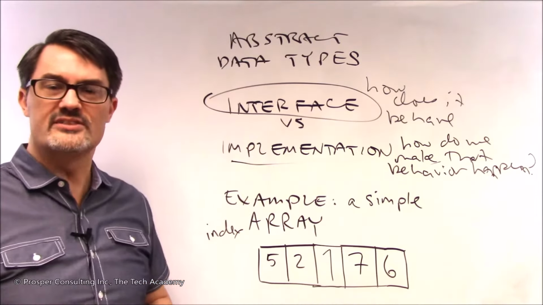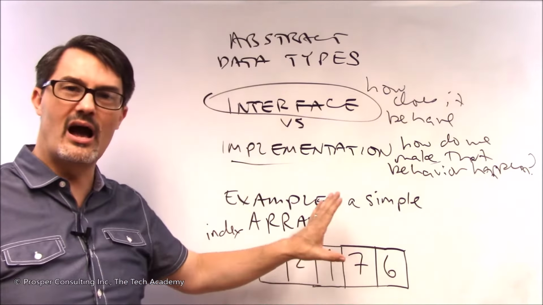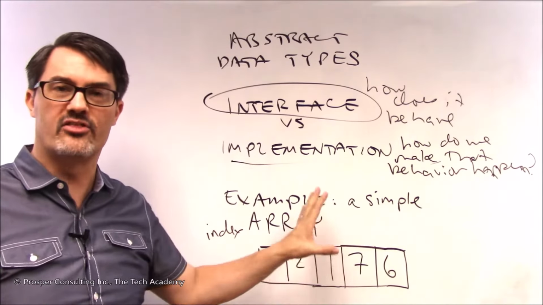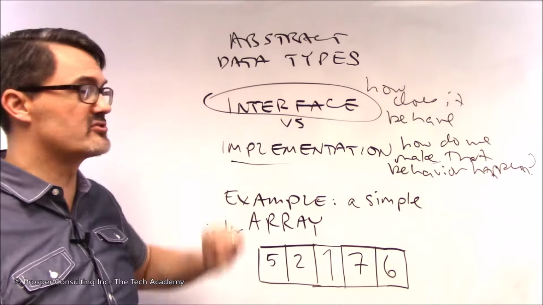Now, let's discuss behavior for a moment. We have a simple array here. There are a number of operations or actions you might want to take on this array. We're actually going to break out the most common operations you might want to take on this, and then we'll return to the idea of an abstract data type.